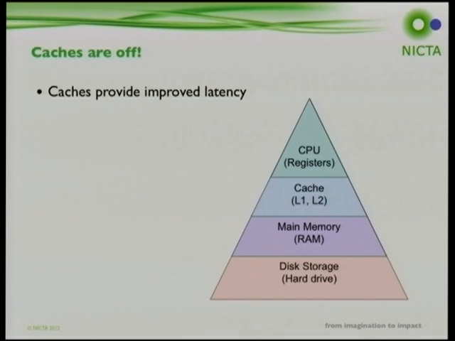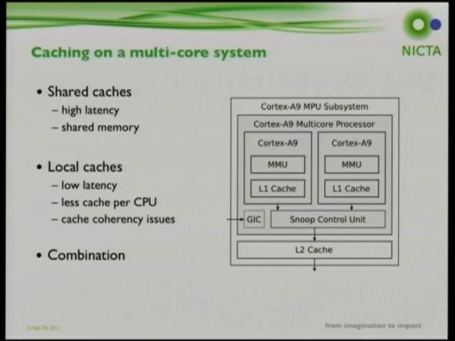Caches are part of the memory hierarchy. They sit between main memory and the CPU. They're designed to improve memory latency and the general performance of systems. In multi-core systems, we have 2 options. We can have shared caches or local caches. Shared caches tend to be more complicated and slower because they have to be able to support multiple requests from different cores at the same time. Local caches tend to be heaps faster because they can be closer to the core and a lot simpler. So most people use a combination of both of these to get the best of both worlds.